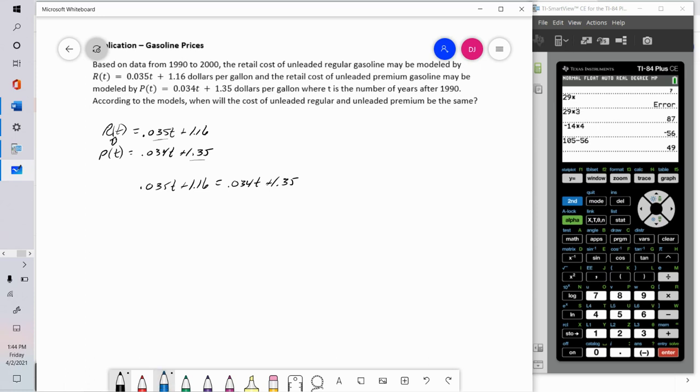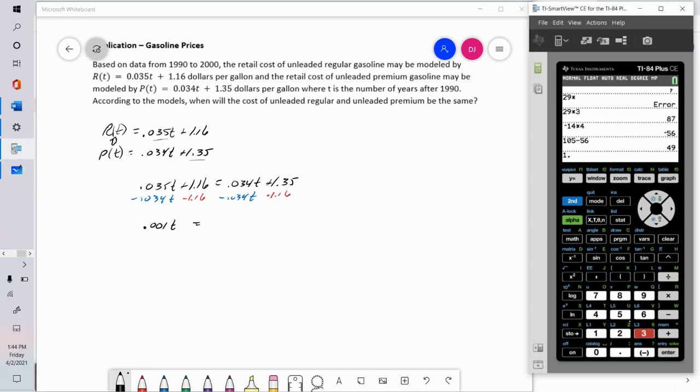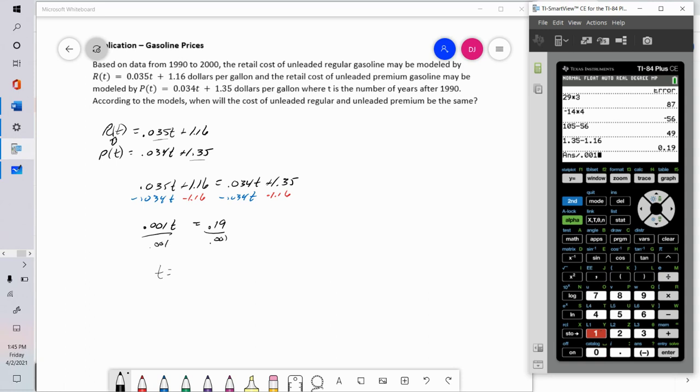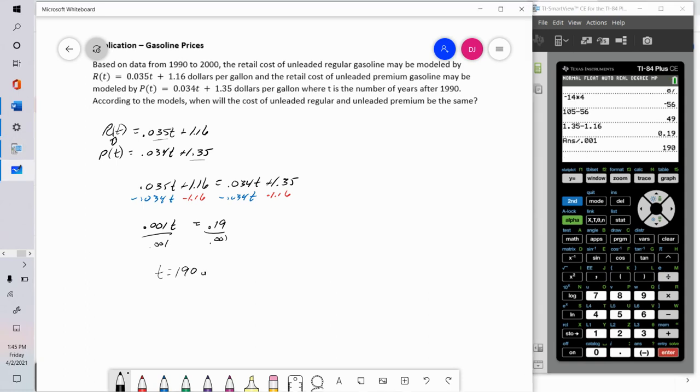So we'll subtract 0.034 T from both sides, and that will give you 0.001 T. We're also going to subtract the 1.16 from both sides, and that will equal 1.35 minus 1.16, which is 0.19. I divide both sides by the 0.001. It would take 190 years for them to be the same.